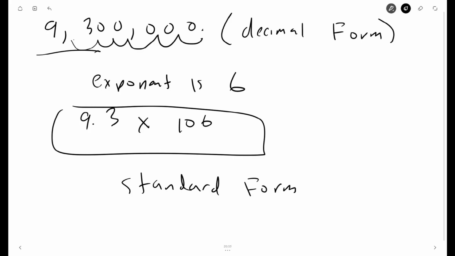That means that if I go from here to here, I have to move the decimal point 6 times, and I will end up here.